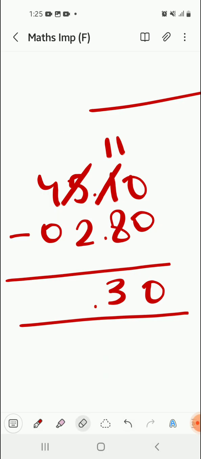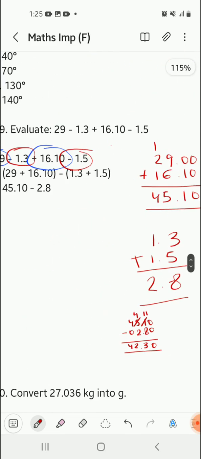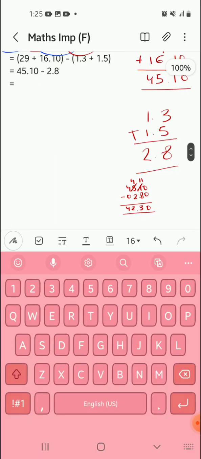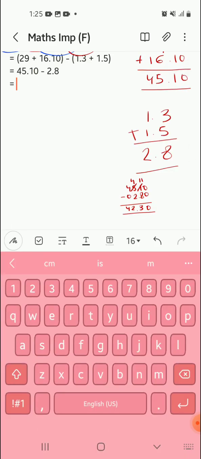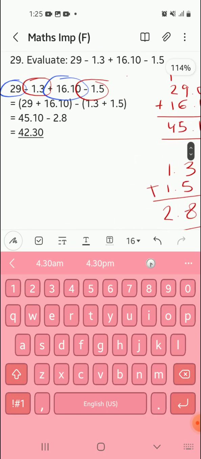This will be 4, right? If we take away 1 from this 5, so 5 becomes 4. So 4 minus 2, 2, and this 4, 42.30. So my answer is 42.30.